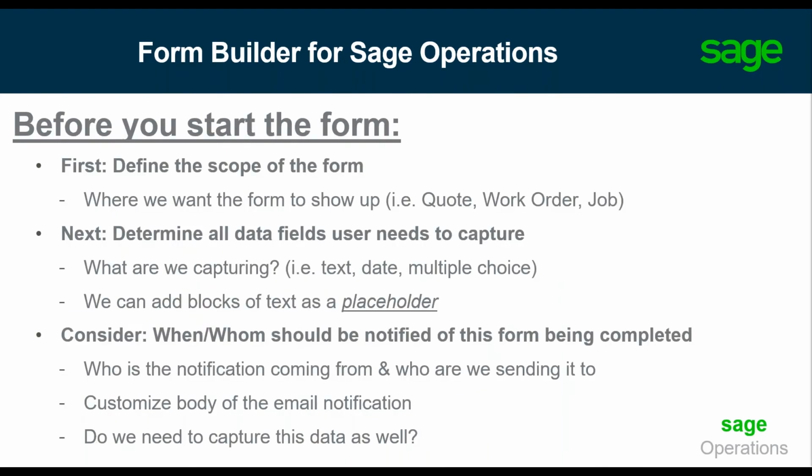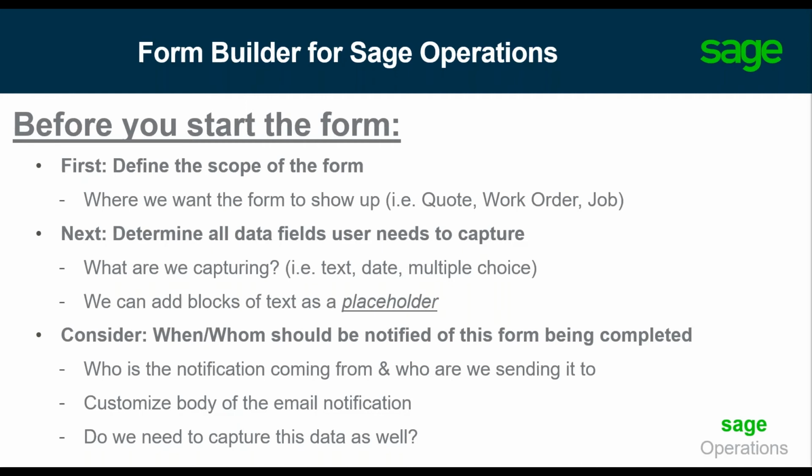So I would highly suggest you tackle these 3 points before starting a form in the Form Builder solution. The first question to answer is, what's the scope of the form? What type of record should the form be displayed on? Is it a quote, a work order, a job, or even a general?